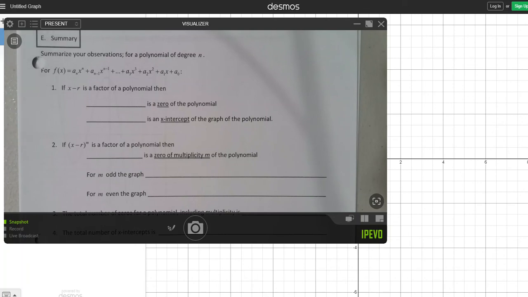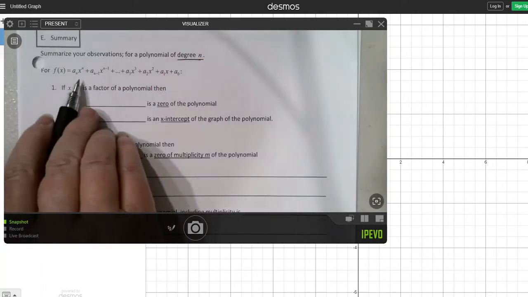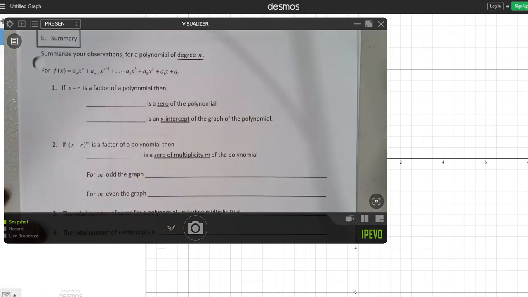This is the last part of section 2.5 on graphing these higher order polynomials. And when we left off last time, we looked at all of the effects that can happen to a graph. So we're going to start by summarizing them a bit here on page 112. So here's my summary for a polynomial of degree n.